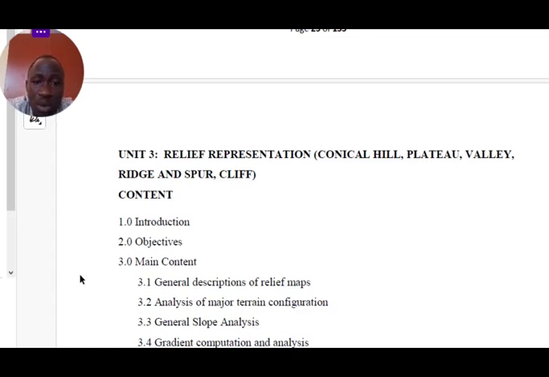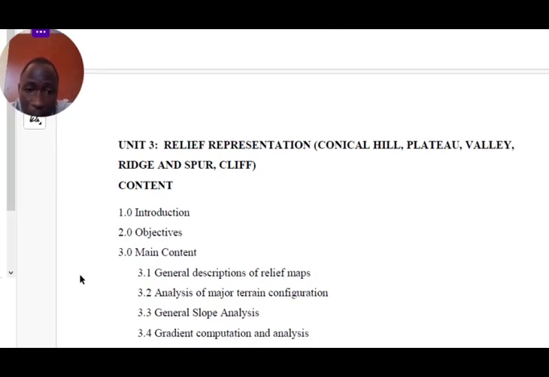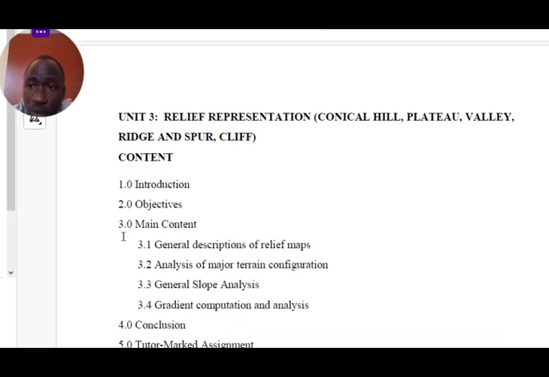So next time we are going to be picking up from what we call relief presentation, where we shall be looking at the conical hills, plateaus, valleys, ridges, and the cliffs, or what we can term as spurs. I beg to submit.